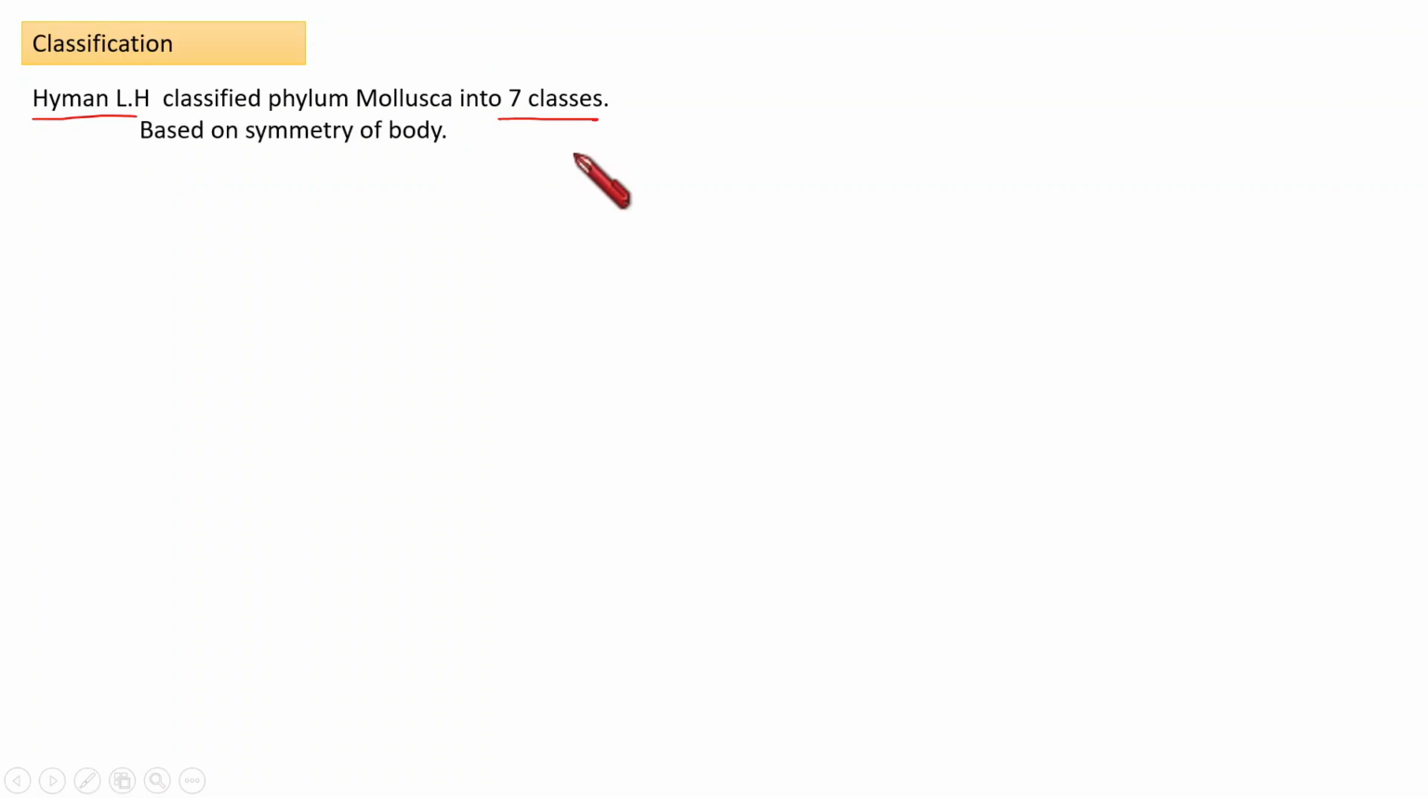Okay. Next we are going to see the classification of phylum Mollusca. Phylum Mollusca is classified into 7 classes. And who classified the Mollusca into 7 classes? Hyman L.H. I pronounce it like that for memorizing the name. Hyman L.H. classified the phylum Mollusca into 7 classes. Based on what aspects? He considered the symmetry of the body, and some characters of the foot, shell, mantle, radula, gills and nervous system.